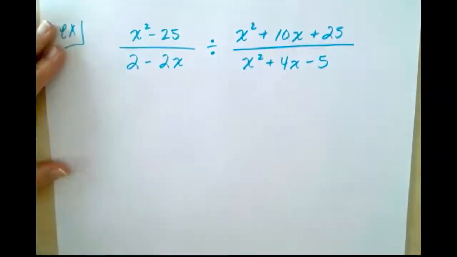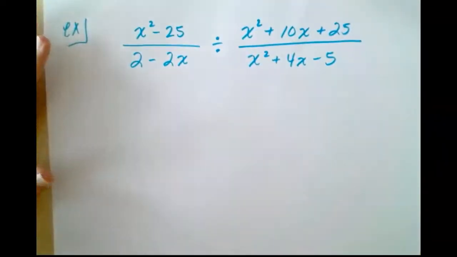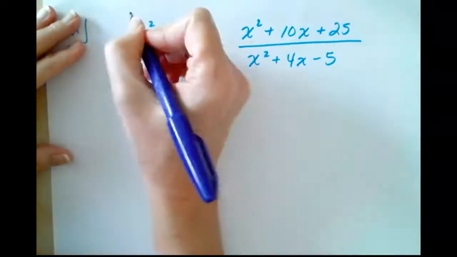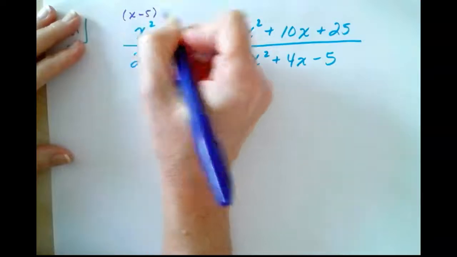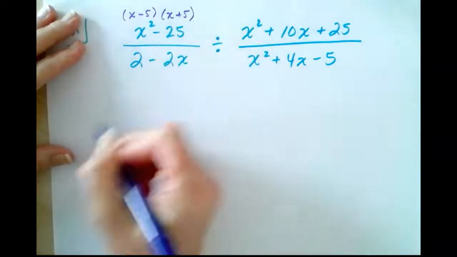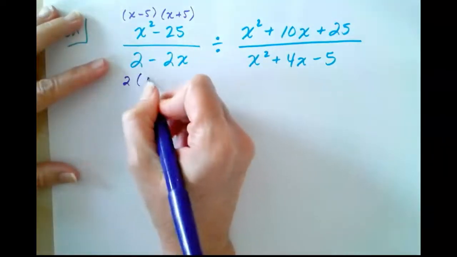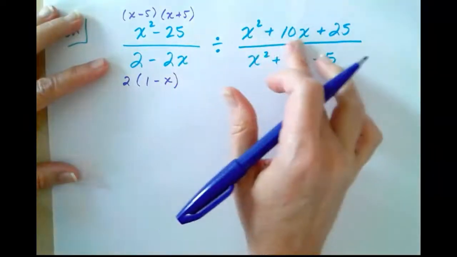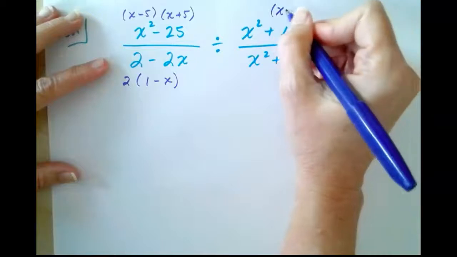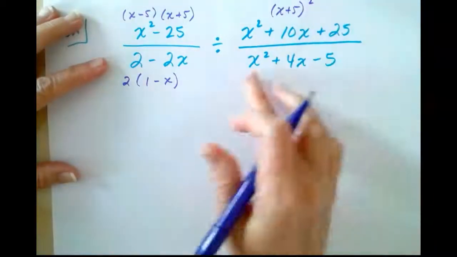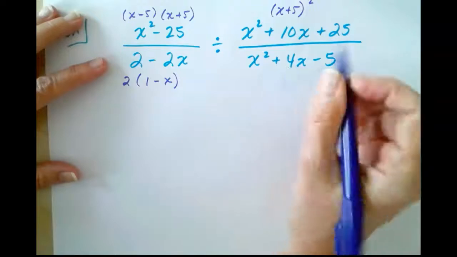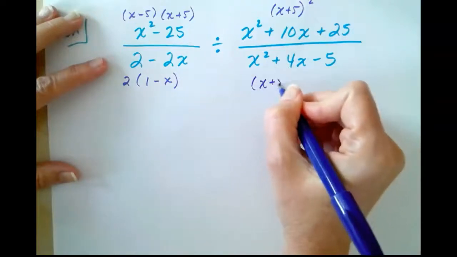Last problem. Happy little division problem here. And let's go ahead and, this time, let's factor first. We'll factor first. So this is going to be x minus 5, x plus 5 to the bottom. 2 times 1 minus x, all that's coming out, there's a GCF. X squared plus 10x plus 25 is going to be x plus 5 squared. And x squared plus 4x minus 5, factors of negative 5 that add up to 4, that's x plus 5 times x minus 1.